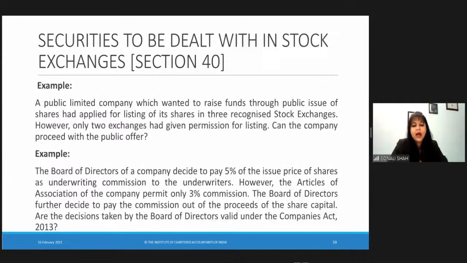Okay. Now, there is an example here. A public limited company which wanted to raise funds through public issue of shares had applied for listing of its shares in 3 recognized stock exchanges. However, only 2 exchanges had given permission for listing. So can the company proceed with the public offer? Tell me. Will the company be allowed to proceed with the public offer? Can I have answers to this question?